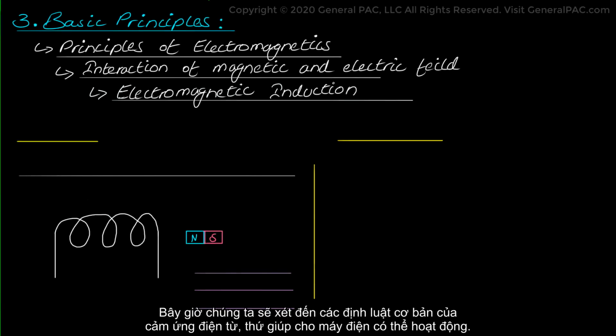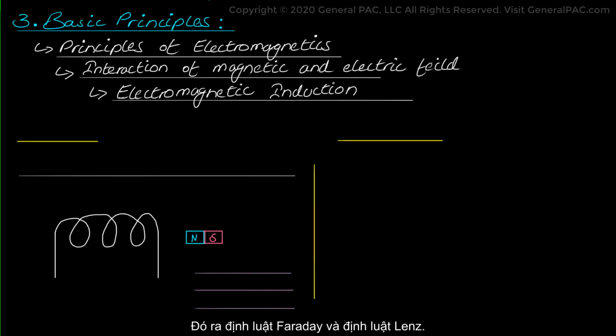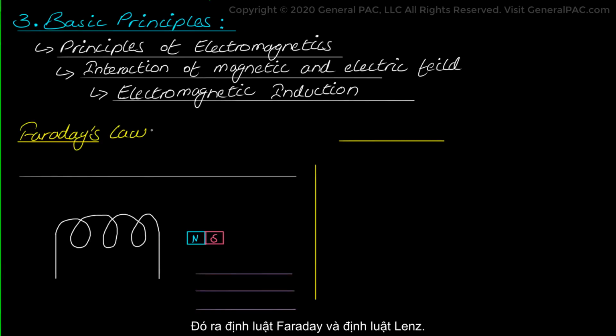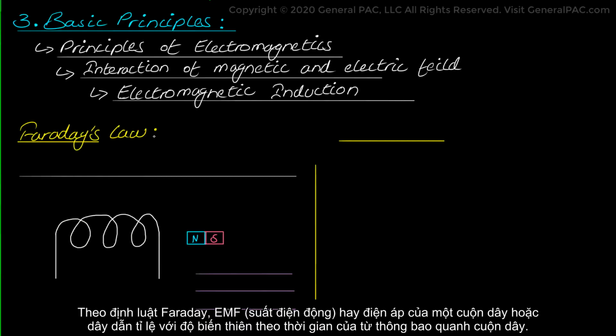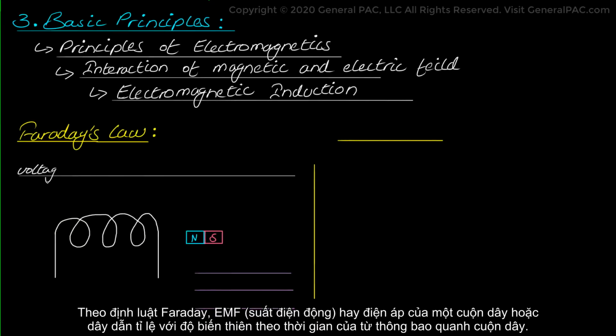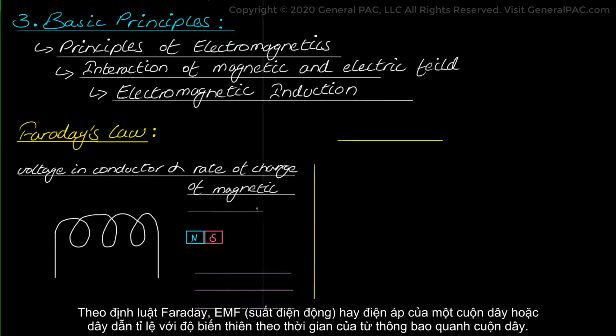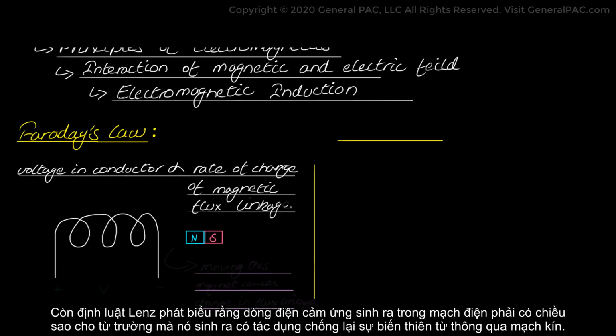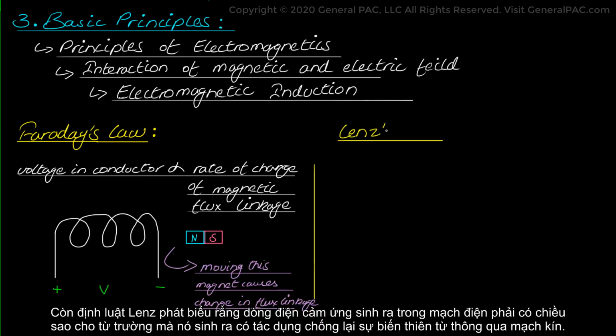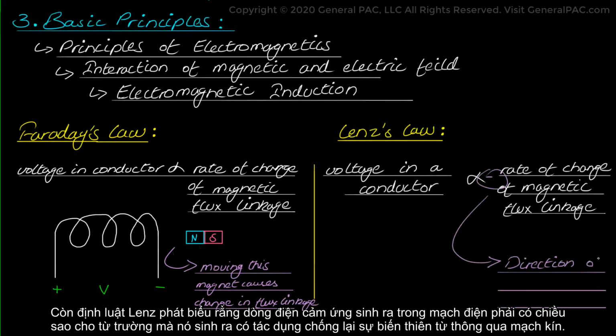Now, we will have a look at the fundamental laws of electromagnetic induction that make machines work, which are Faraday's law and Lenz's law. Now, according to Faraday's law, the EMF or voltage induced in a coil or a conductor is directly proportional to the time rate of change of magnetic flux linking the coil, right? And the negative sign implies that Lenz's law suggests that the direction of the induced current is such that it opposes the change in flux producing it.